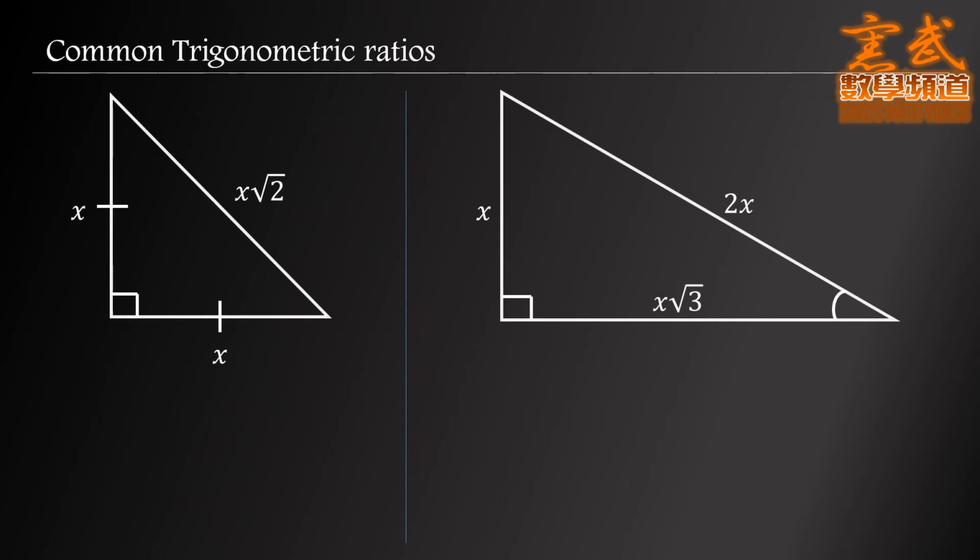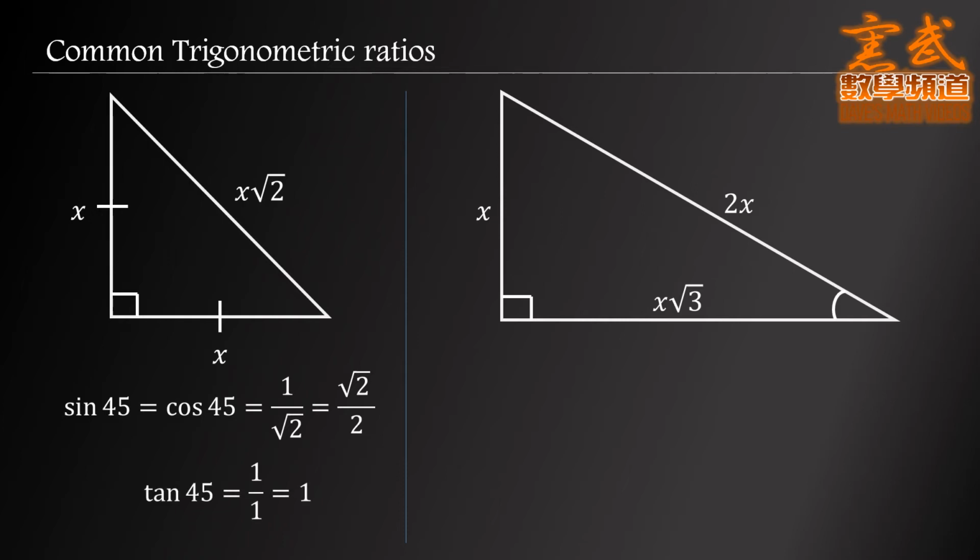Using these, we can find some very common trigonometric ratios, which you'll see quite frequently on the SAT. If we want to find the sine of 45, this is actually equal to the cosine of 45. And using our definitions, this is equal to the square root of 2 over 2. The tangent of 45 degrees is simply 1 over 1, which is equal to 1.